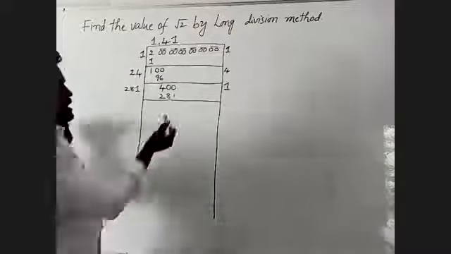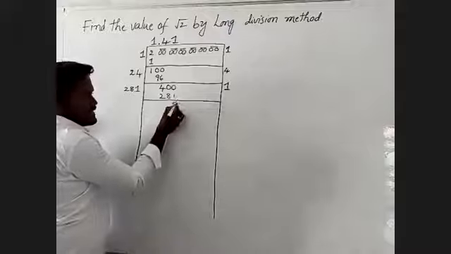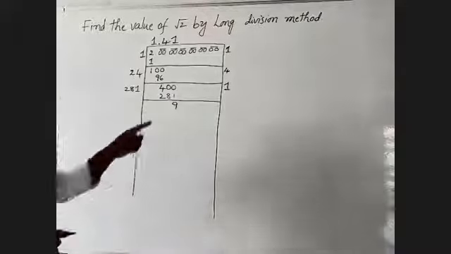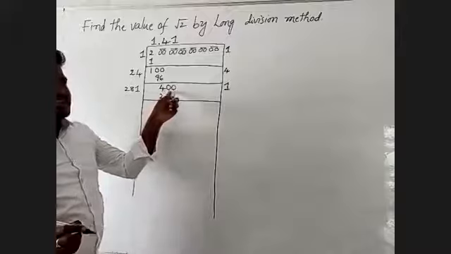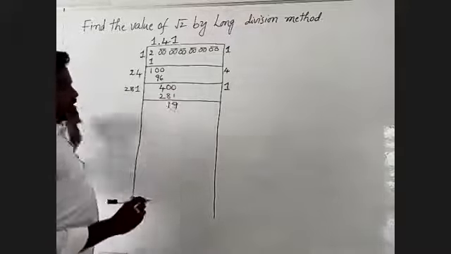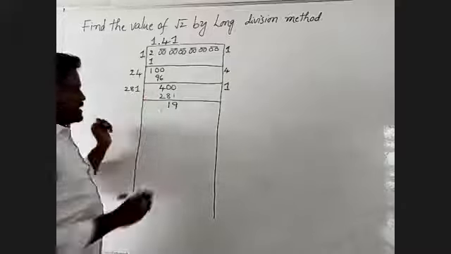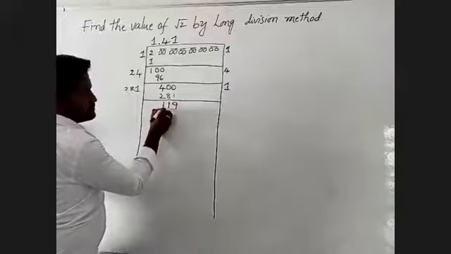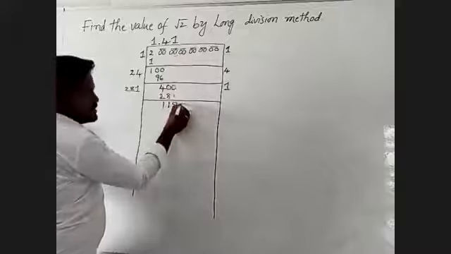Here, 10 minus 1 becomes 9. After that, if the given value is 9, 9 minus 8 becomes 1. Here the given value is 3. 3 minus 2 becomes 1. After that we have to take the remaining two zeros.